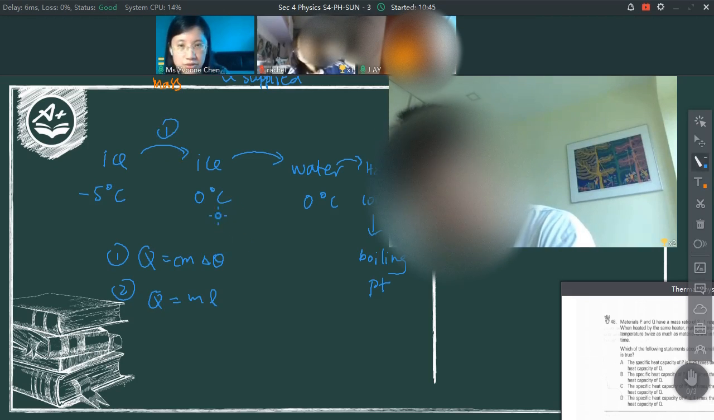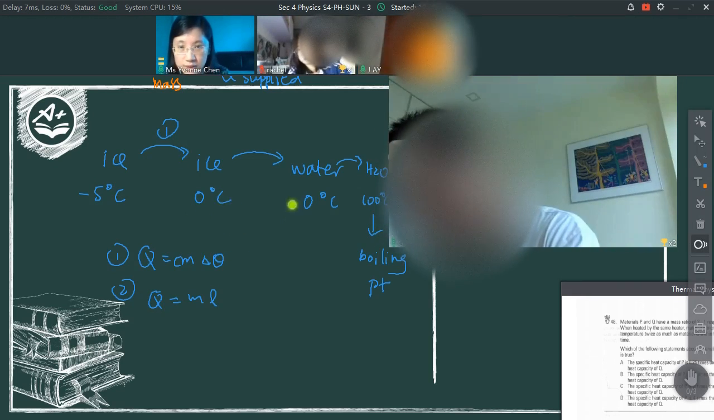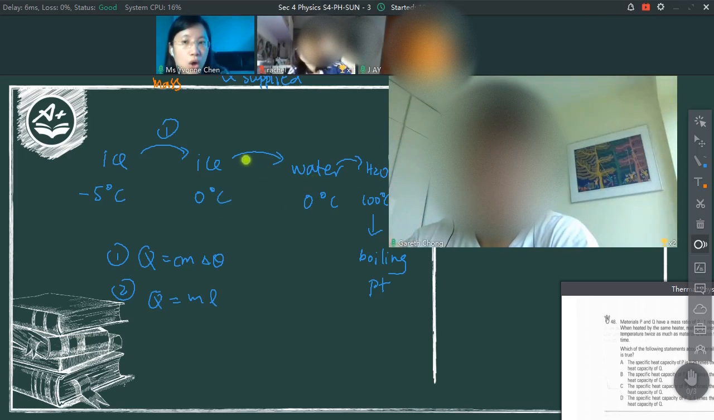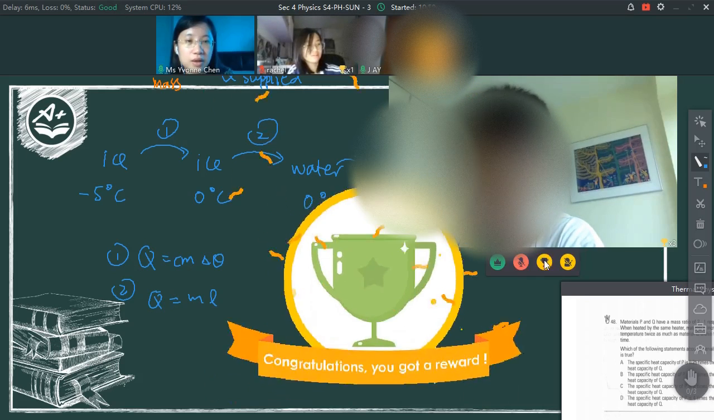Okay. Second change, 0 degrees Celsius to 0 degrees Celsius, from ice to water. Do you use first equation or second equation? Second one. Very good. Reason? Because it's changing state. Very good. Excellent. Thank you.